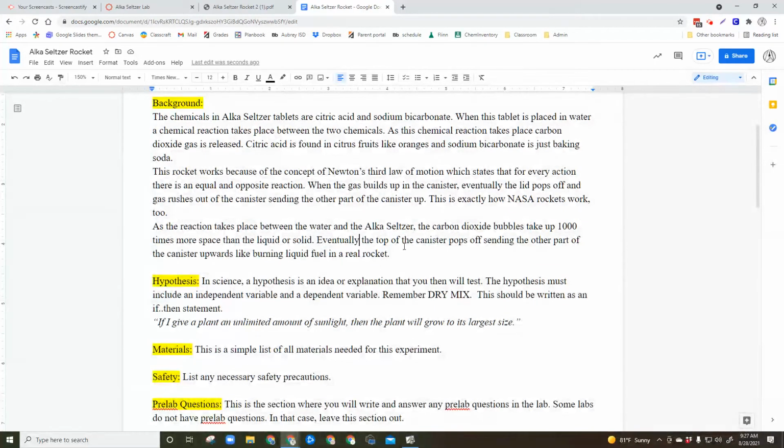Eventually, comma, the top of the canister pops off, sending the other part of the canister upwards. Okay, so two sentences can make up a paragraph. So there we have our paragraph.